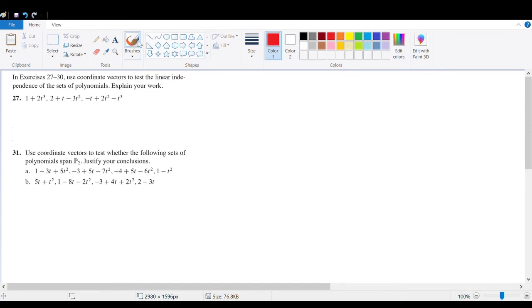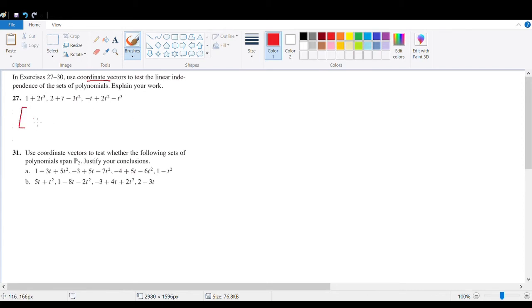In 27, use coordinate vectors to test the linear independence of the sets of polynomials. Explain your work. So we need to use the coordinate vectors. First, let us construct the matrix.